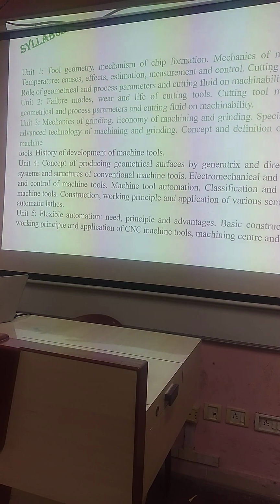These are the things we have to consider in the input parameters. In input: cutting speed, cutting feed rate, and depth of cut. This is the cutting parameter. Another thing is the workpiece material, cutting tool geometry, and cutting tool material. These are the things we have to consider during the machining operation.